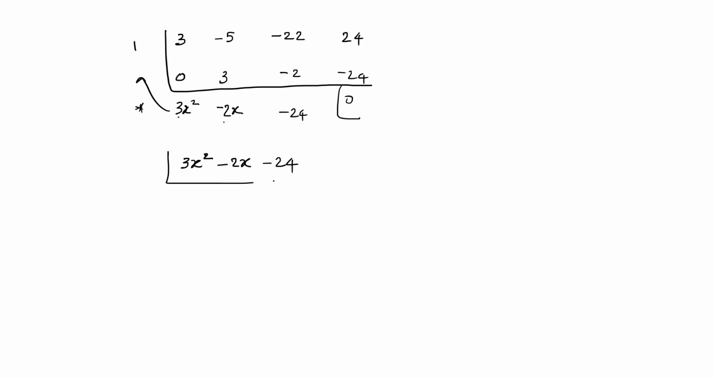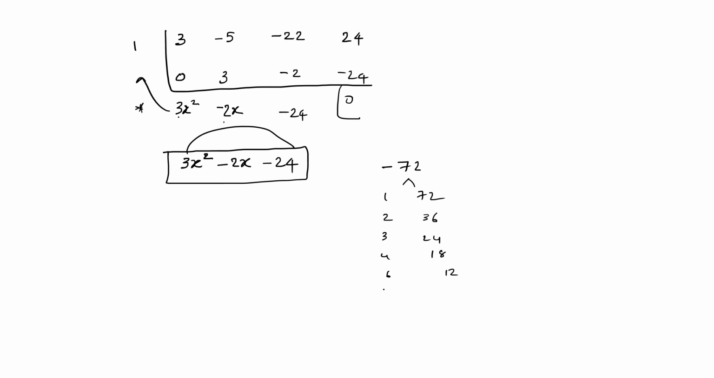So now it is reduced into a quadratic equation, and we know how to solve a quadratic equation by splitting the middle term. So 3 into minus 24 will be minus 72. We will write factors for minus 72. It will be 1 into 72, 2 into 36, 3 into 24, 4 into 18, 6 into 12.